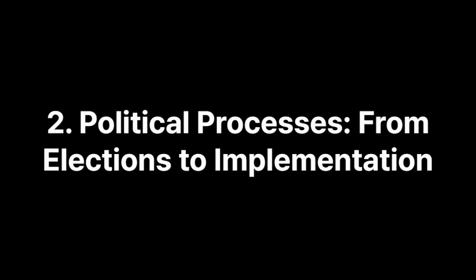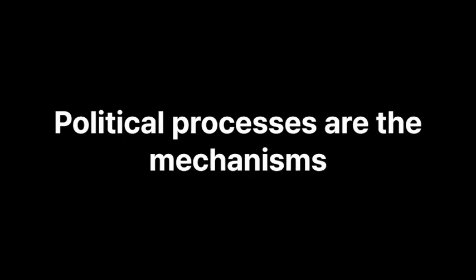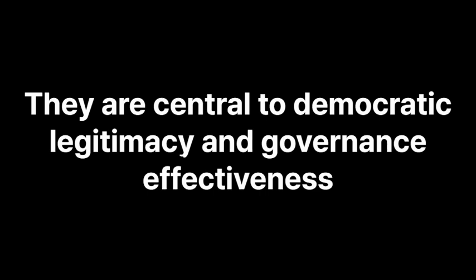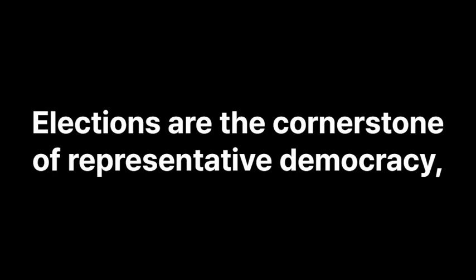2. Political processes, from elections to implementation. Political processes are the mechanisms through which citizens engage, policies are created, and authority is exercised. They are central to democratic legitimacy and governance effectiveness. 2.1. Elections. Elections are the cornerstone of representative democracy, providing a mechanism for accountability and legitimacy.